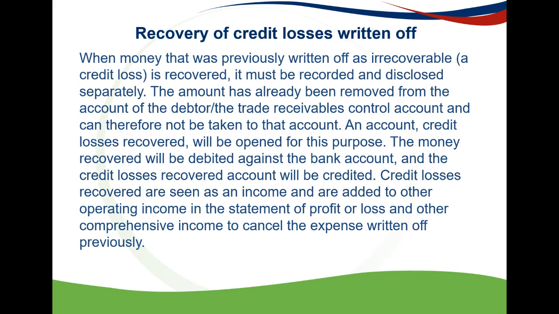But now when you receive that amount that you previously wrote off, you're going to debit your bank, an asset increasing. So if the debtor physically pays you that amount, you debit your bank account and you credit credit losses recovered, which is now an income account. Your credit losses account is an expense, and your credit losses recovered is an income account.